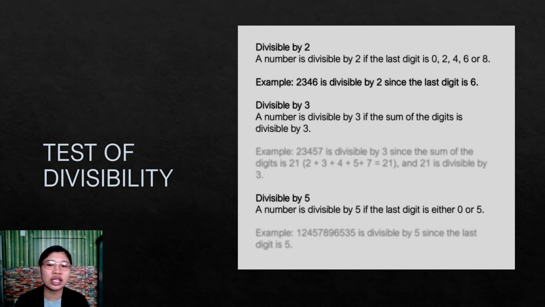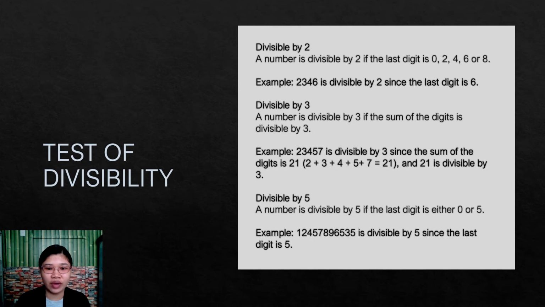Next divisibility rule, divisible by 3. A number is divisible by 3 if the sum of the digits is divisible by 3. We have an example here. 23,457 is divisible by 3 since the sum of the digits is 21. So how do we solve the sum of those digits? We have 2, 3, 4, 5, and 7. We get the sum of this. We arrive at 21. 21 is divisible by 3. Therefore, 23,457 is divisible by 3.